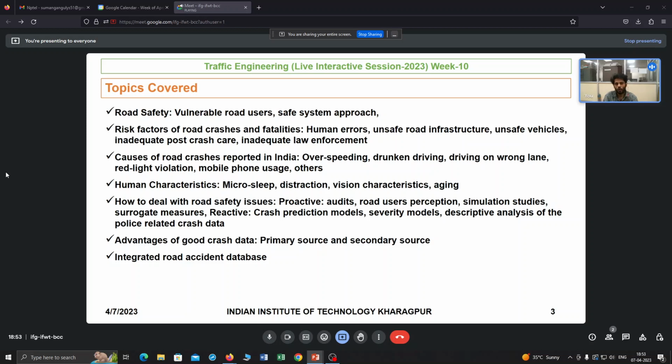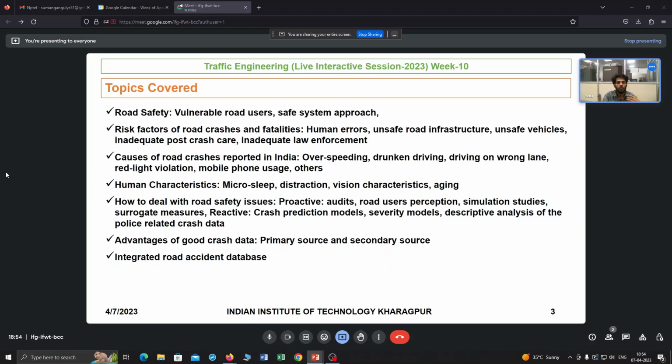Then there is inadequate law enforcement. Whenever you see that some vehicles are over speeding, why don't you directly fine those over speeding vehicles? Why don't you penalize those vehicles immediately? You should have a sufficient reaction mechanism. Once you detect the vehicles, some kind of enforcement system has to be developed.